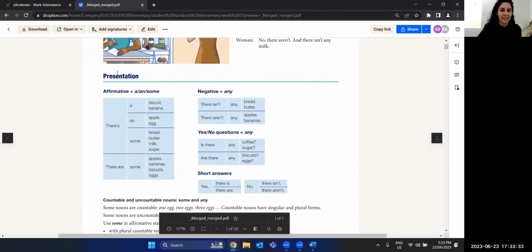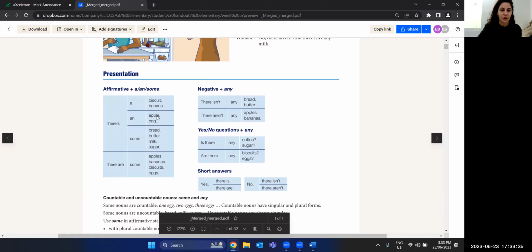So if I look at here, we see that we say there's a, so that means one. There's a biscuit, there's a banana. And they're countable because I can say there's 2 biscuits, there's 3 biscuits. If the noun starts with an A, E, I, O, U, we say an. So there's an apple, just means one. There's an egg. If it was more, I'd say there's 2 eggs. There's 5 apples. Or there are.